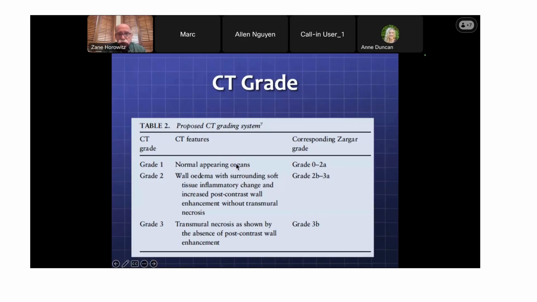Here's the CT grading score. It doesn't correlate exactly with the Zargar endoscopy score, but grade 2 is wall edema and surrounding tissue, and grade 3 is transmural necrosis, which is full thickness. Grade 3 equals grade 3. The in-between findings in CT range through several grades, so it's not that helpful.